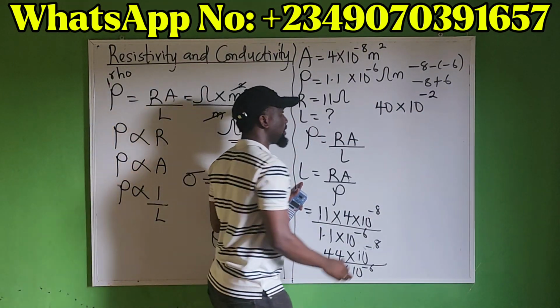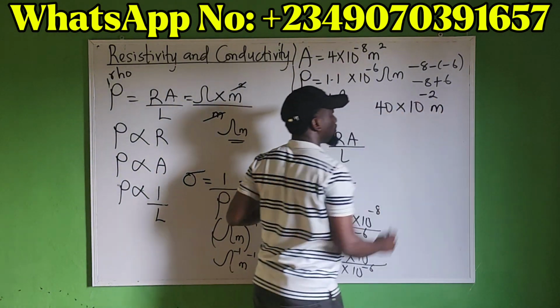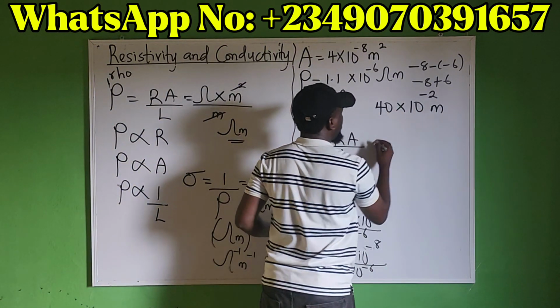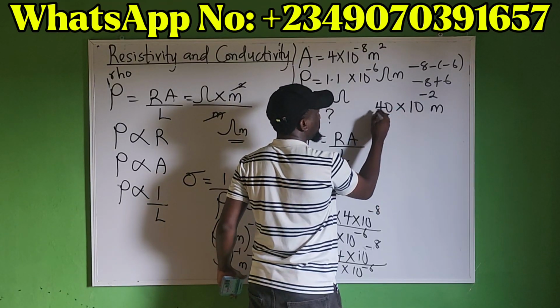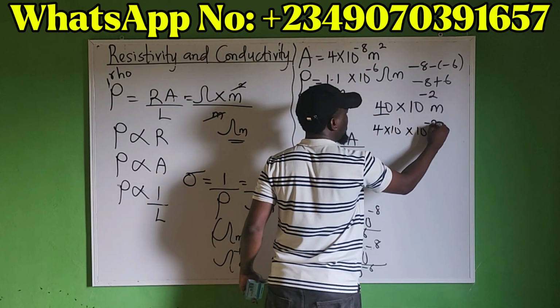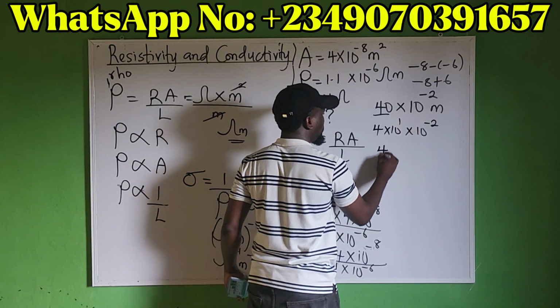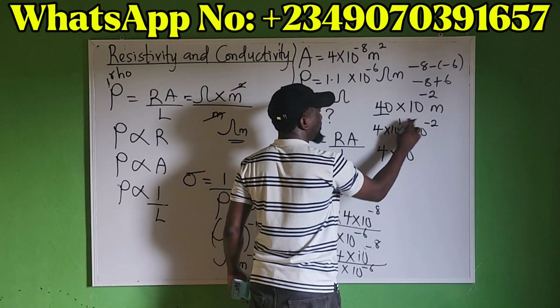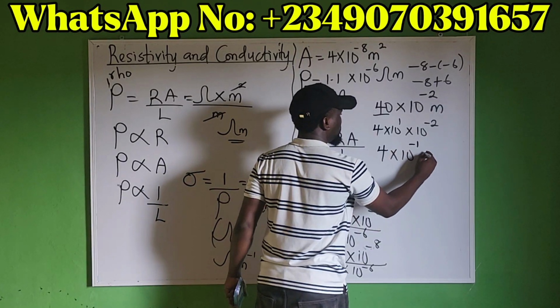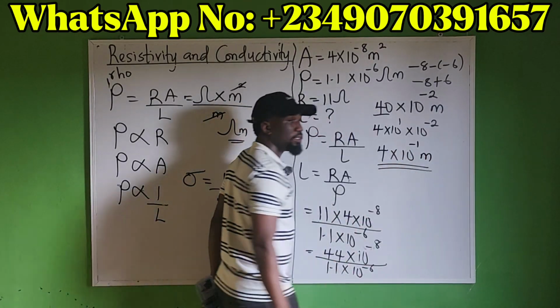And what will be the unit? That is meter. So I can still have this to be what? This 40 now is going to give us 4 times 10 raised to power 1. Then times 10 raised to power negative 2. So this is 4 times 10, 1 minus 2 is what? That's negative 1. Negative 1 meter. So this is the answer.